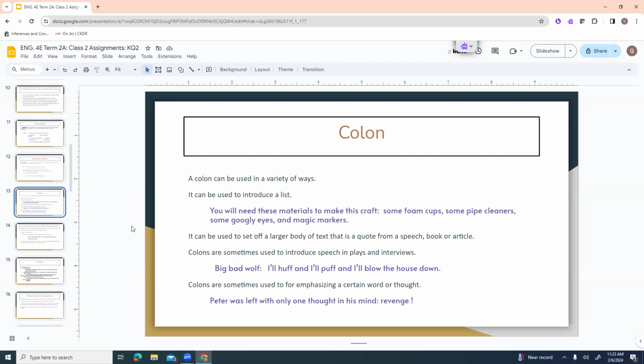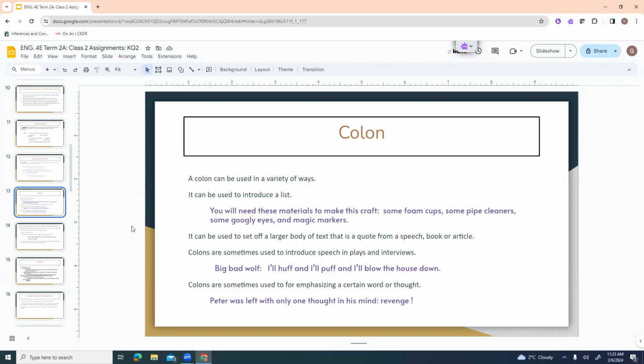It can also be used to set off a larger body of text that is a quote from a speech, a book, or an article. So let's say a newspaper wanted to print a recent political speech. Instead of using quotation marks around a giant chunk of text, they might just do a colon and maybe indent it and show you, hey, this is something different. Okay. It takes up a lot of room, so I'm not putting that one right here.